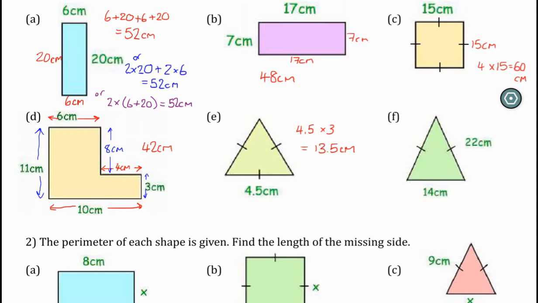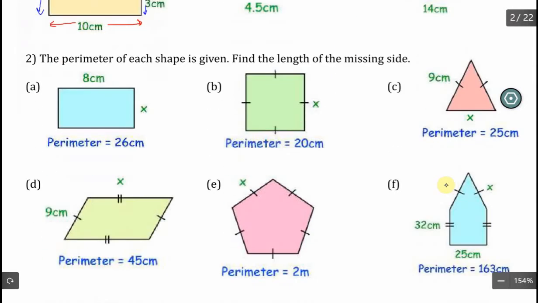And this is an isosceles triangle. We've got 2 lengths the same, just these 2. So this one over here is also 22. So together those 2 would be 44, plus 14 would be 58.